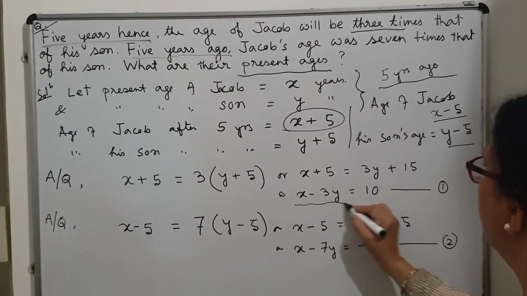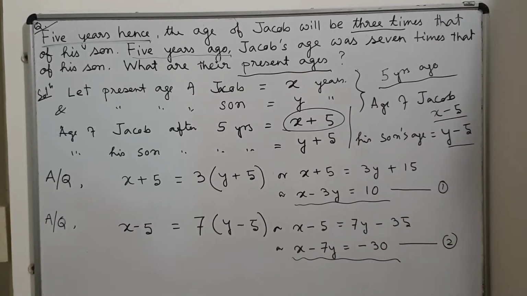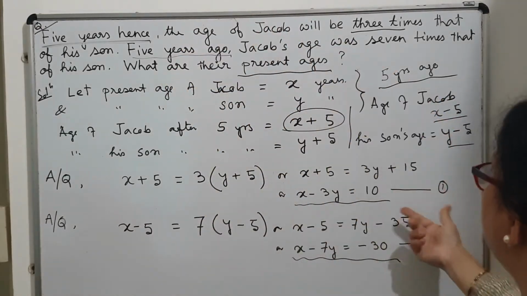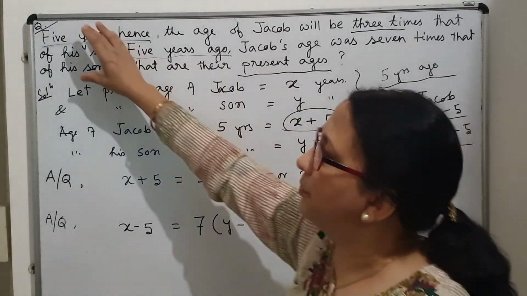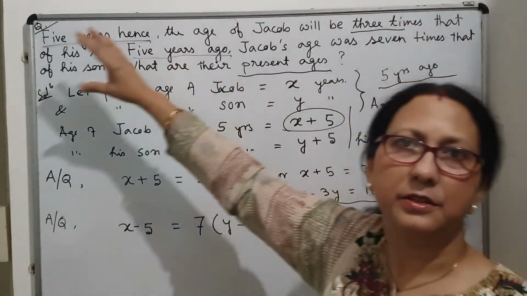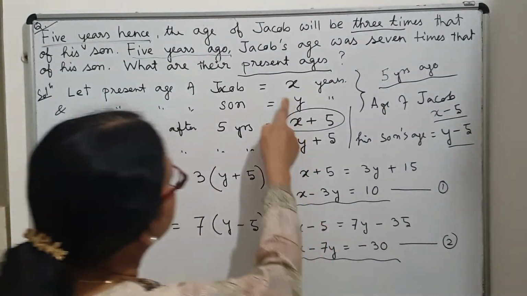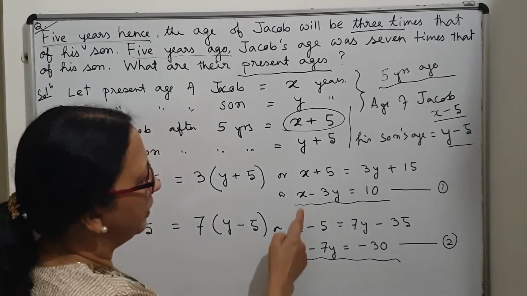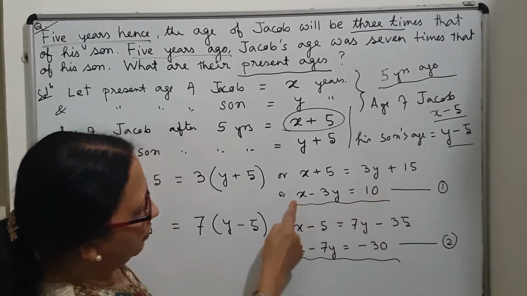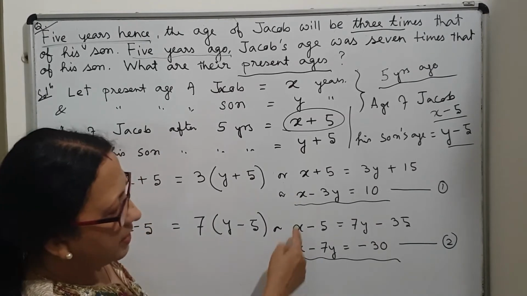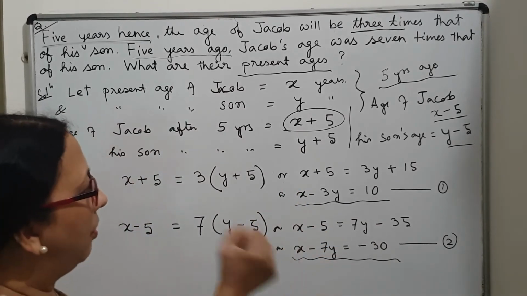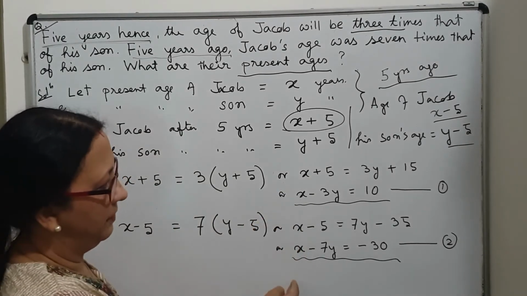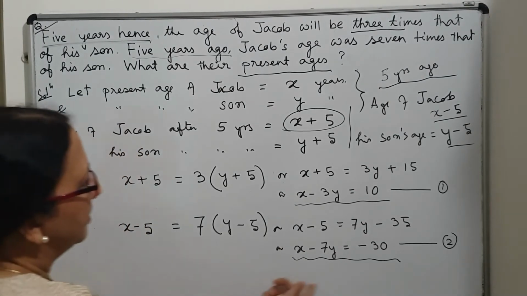So equation 1 and equation 2. I have got a pair of linear equations in 2 variables from the question. Actually we can say this pair of linear equations is the mathematical modeling of the given situation. Now we have to solve for x and y because we have to find the present ages. It is very easy to solve. If you look at the coefficients of the variables, in equation 1 it is 1, here it is also 1. So either we can solve it by the method of substitution, or also by the method of elimination, because the coefficient of x in both the equations is equal.